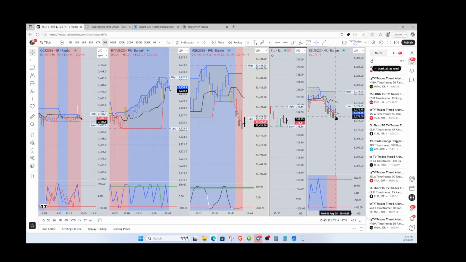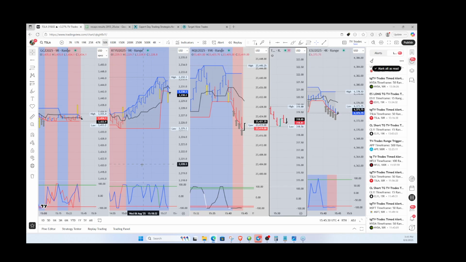Alright, so this is suggesting we're going to have an upward move here pretty soon on the ES. The S4 range, we're going to have a swing trade long pretty soon.